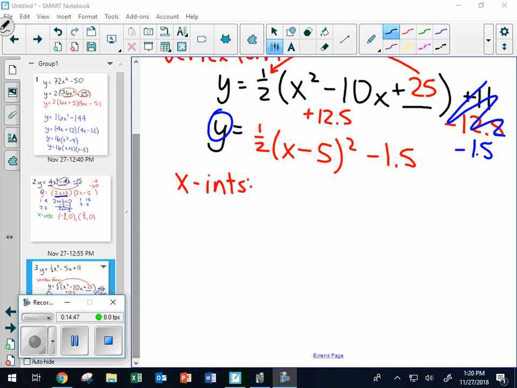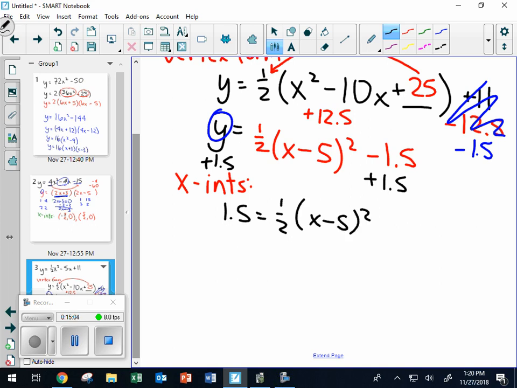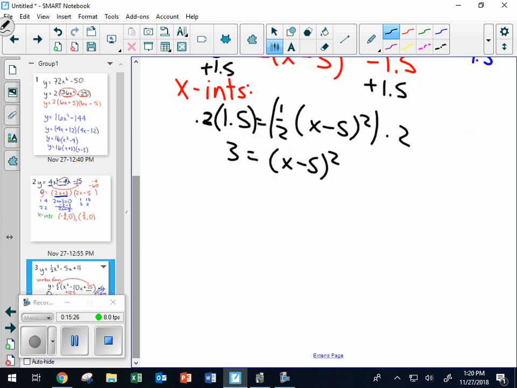If we are looking for our x-intercepts, we said we want to set our equation here equal to 0. And if we set it equal to 0, our next step would be to add 1.5 to both sides. So if we do that, we will end up with 1.5 is equal to 1/2 times x minus 5 squared. From here, then, we want to get rid of the 1/2, so you can divide by 1/2. And dividing by 1/2 is the same thing as multiplying by 2. So I'm going to multiply both sides here by 2. And if I do that, I'll get 3 is equal to x minus 5 squared.